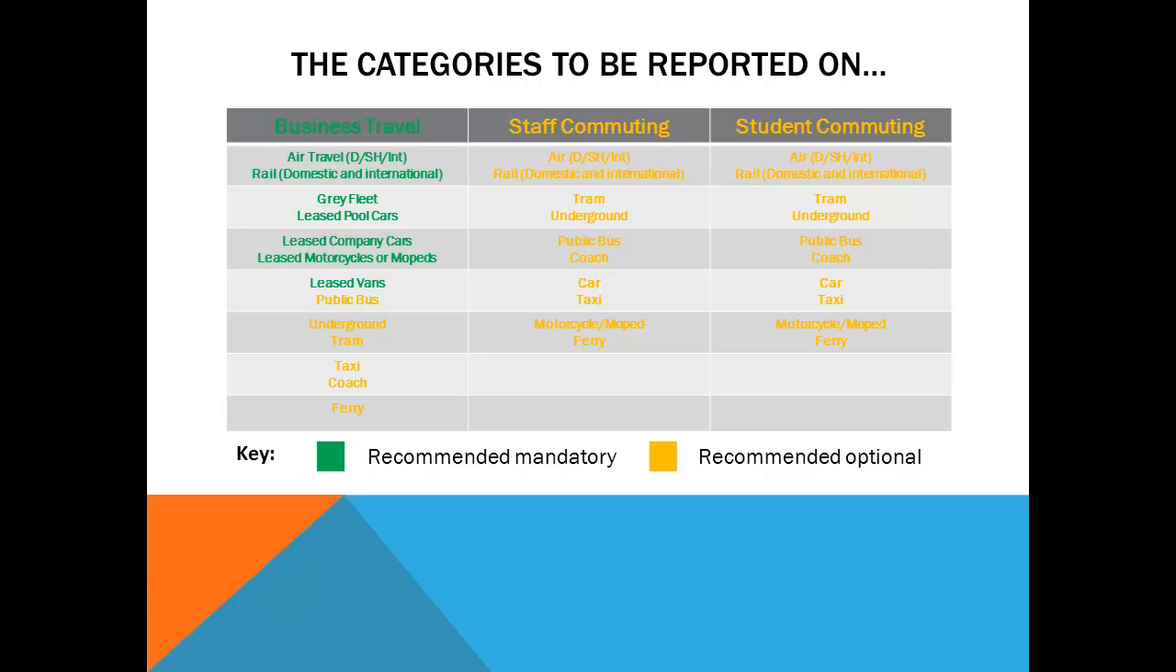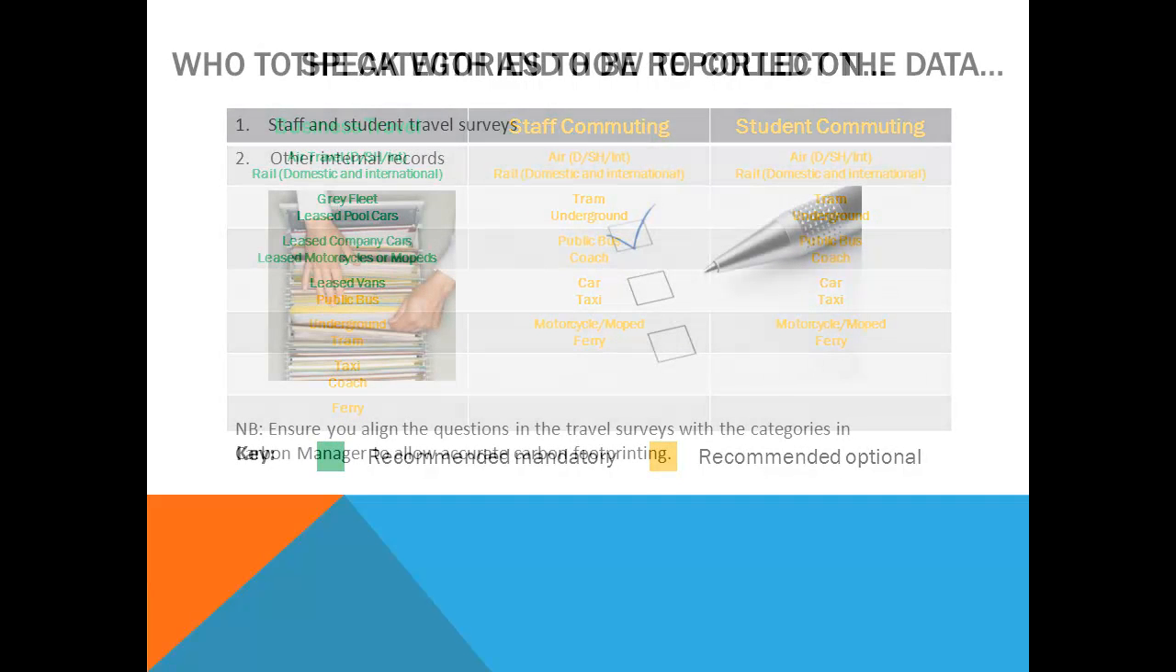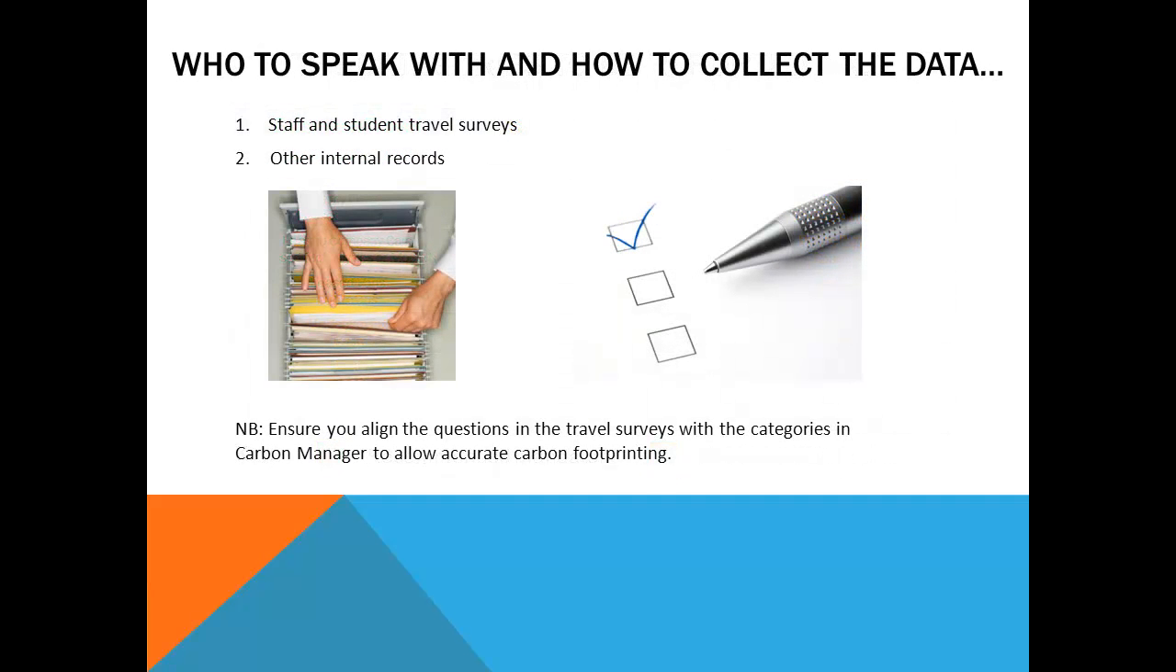Both staff and student commuting have been recommended as optional, unlike business travel, which has been recommended as mandatory. Providing you have the correct data, you can use Carbon Manager to report on all your commuter travel emissions. Data collected will vary between organisations. However, travel surveys are perhaps the most useful form of data collection. Of course, you may have other records which you can make use of. When conducting the travel surveys, you should align the questions to the carbon source categories in Carbon Manager.